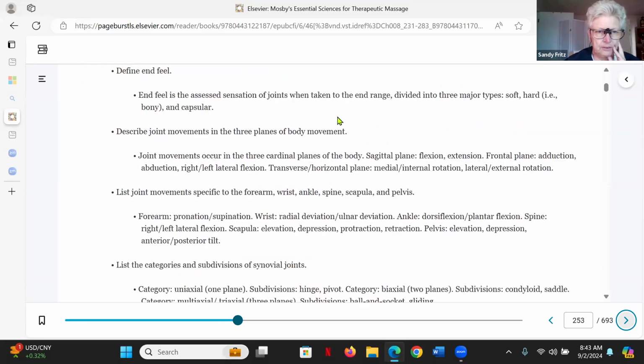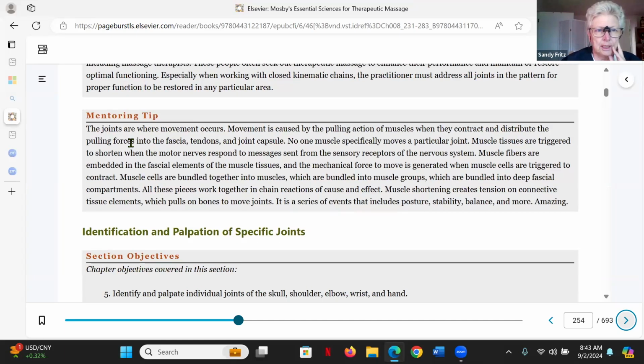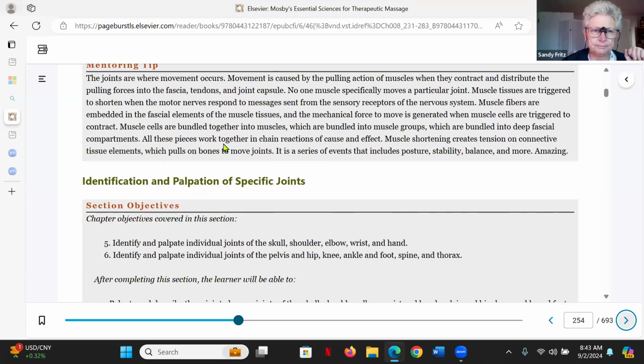Okay. Phew. So here is your mentoring tip here. And this one is just kind of reflecting on how intricate and how amazing the movement of joints are.